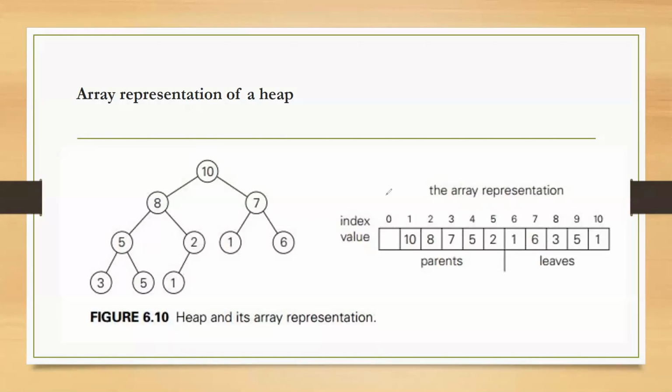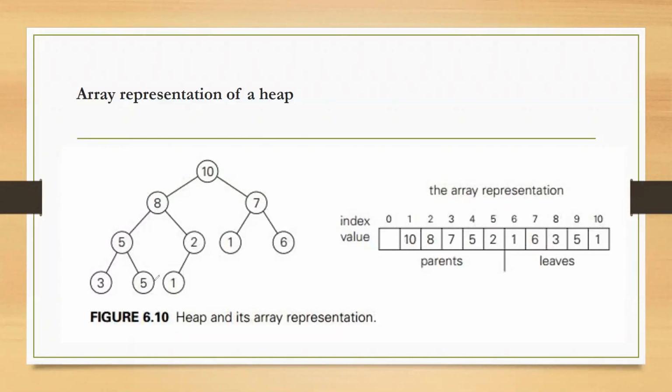So take an array which starts from 0 and goes up to the length of the tree. For example, how many nodes are there in this tree? Just count the number of nodes: 1, 2, 3, 4, 5, 6, 7, 8, 9 and 10. There are 10 nodes, so the value of n, the number of nodes, is 10.